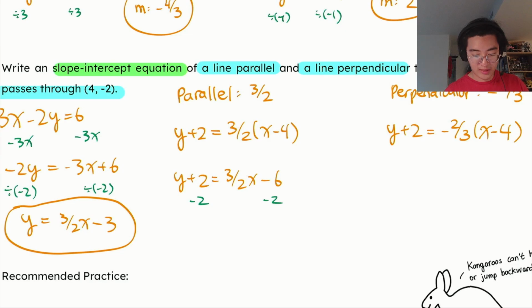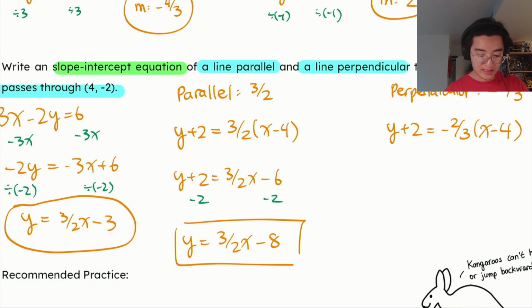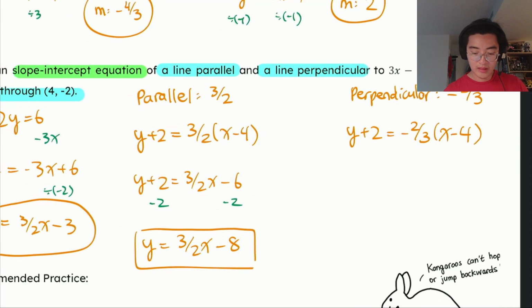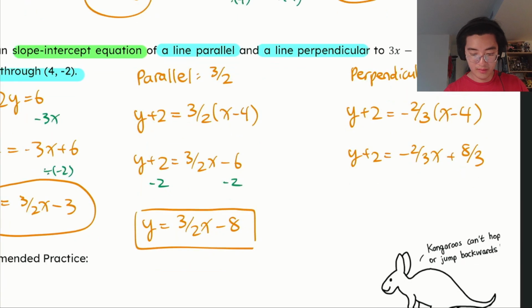So here we subtract 2, 3 over 2x minus 8. So that's one of them. That's the line that's parallel. Same thing here. I should probably expand that first. Negative 2 over 3 plus 8 over 9. Just kidding, over 3. Subtract 2 from both sides. Negative 2 over 3x plus 2 over 3. Okay, just like that. Done.